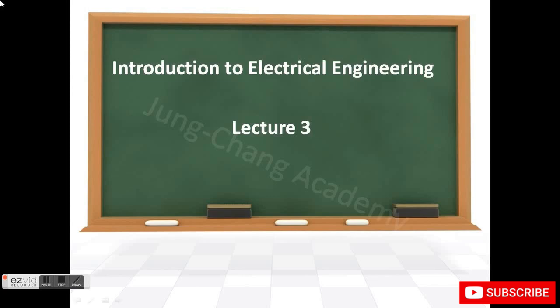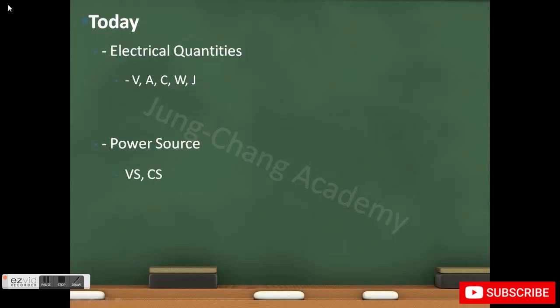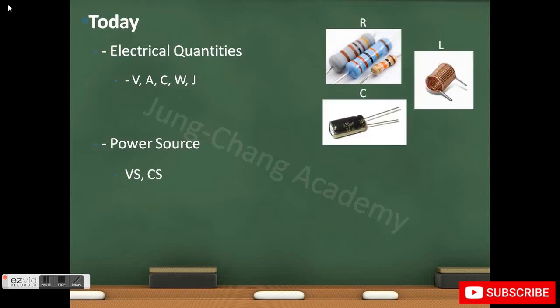In the last lecture, we talked about the most basic electrical components: resistors, inductors, and capacitors. We also talked about how to measure voltage and current. And today we will explain what voltage and current is. We will also introduce different types of power source. But first, why do we need to learn all this?